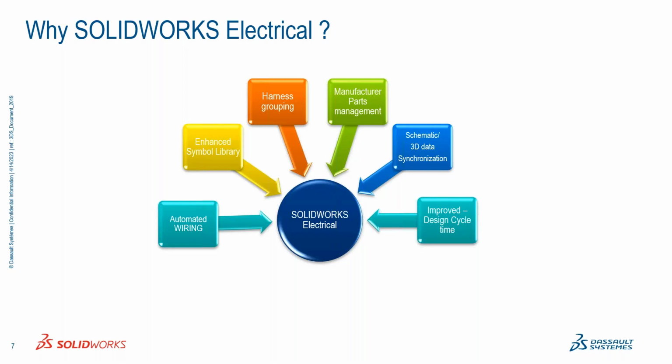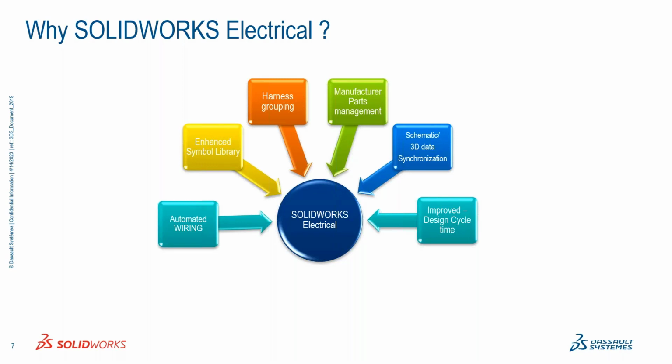Harness grouping also is available, which will allow me to segregate different types of harnesses in a way that if I want to run harness 1 and check how it is affecting my assembly, I can do that. If I want to run harness 2, I can do that. So they are not dependent on each other, they can be independent as well. So manufacturing parts management, as I've mentioned before, we have up to 4 lakh components that will be available for you at your fingertips for you to use.